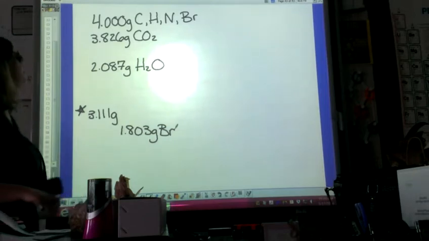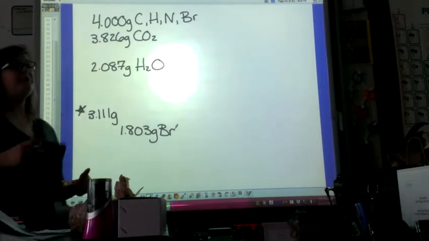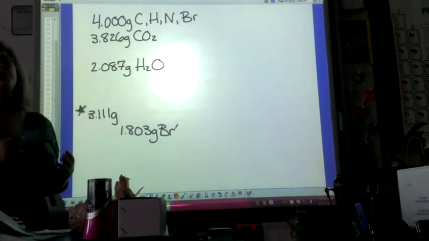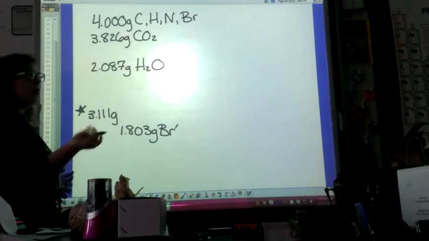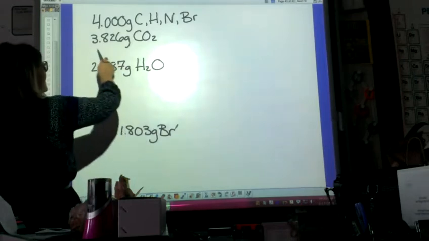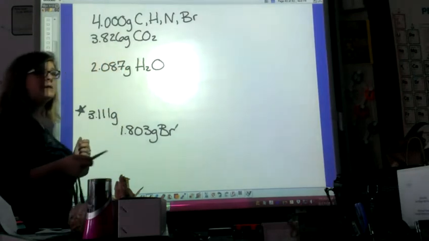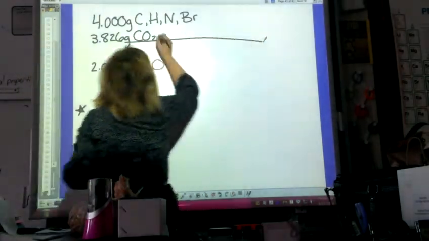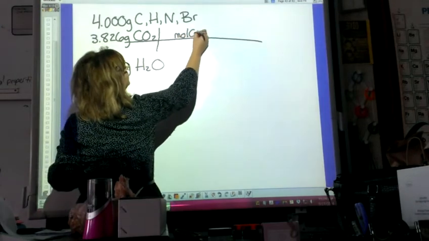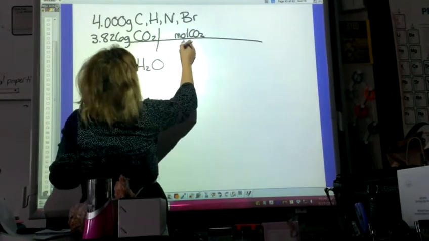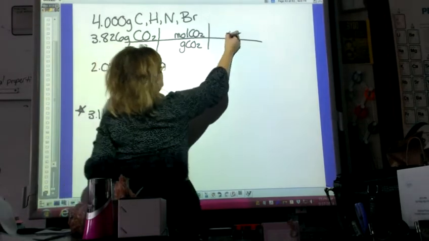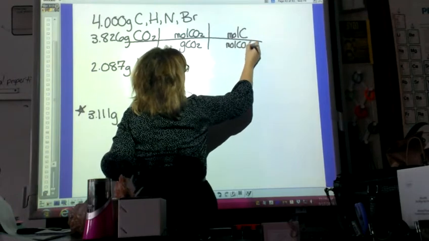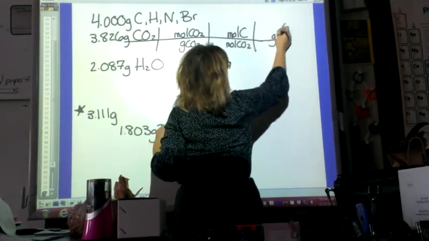So, first things first, I need to find grams of carbon, grams of hydrogen, grams of nitrogen, grams of bromine. So let's start off with maybe what the easiest thing is. I have 3.826 grams of carbon dioxide. Let's take that to grams of carbon. So I could go from grams of carbon dioxide to moles of carbon dioxide. Then I can go to moles of carbon. And then I can go to grams of carbon.